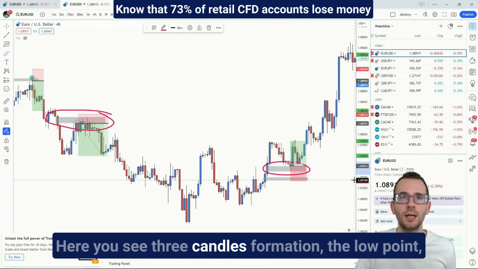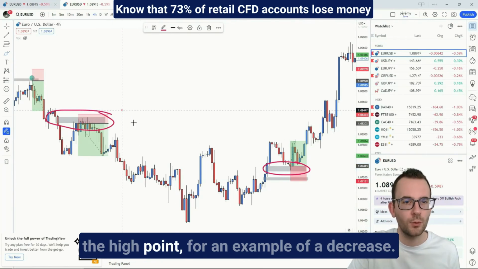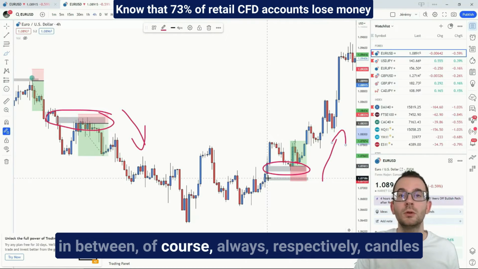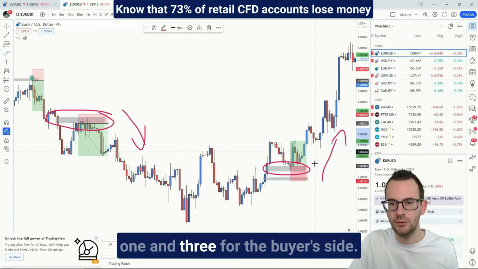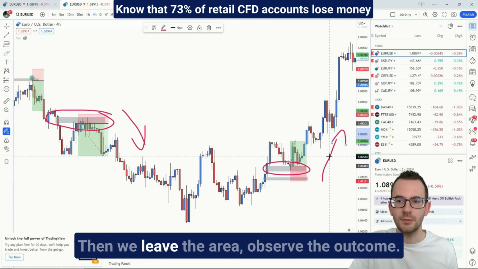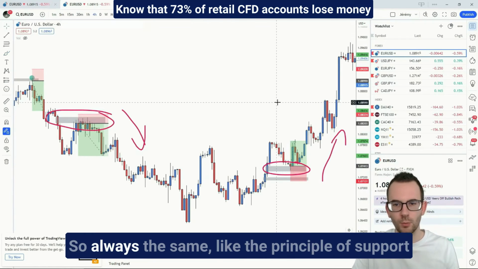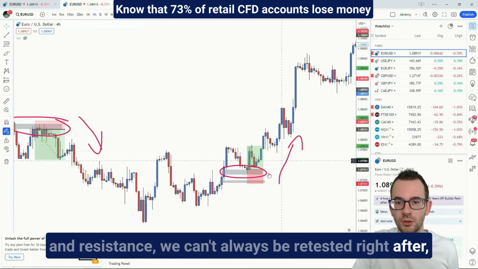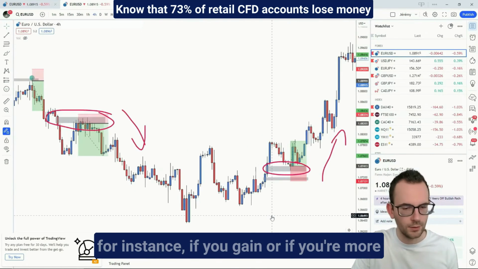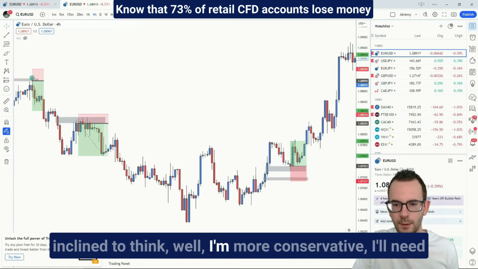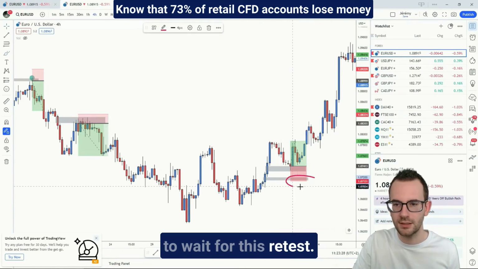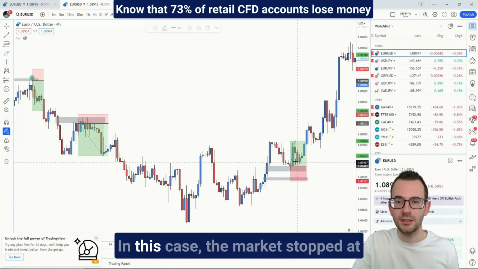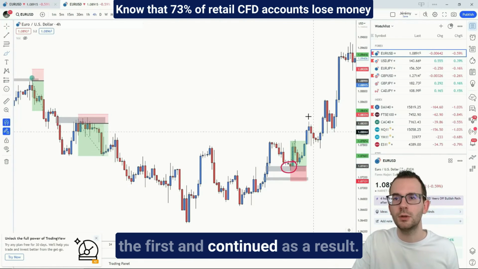Here, you see a 3-candle formation, the low point, the high point, and for an example of a decrease here, the high point, the low point, in between, of course, always respectively candles 1 and 3 for the buyer's side. Then we leave the area and observe the outcome. So always the same, like the principle of support and resistance, it can't always be retested right after. For instance, if you're more conservative and think, well, I'll need to wait for this retest, sometimes you won't have it. Sometimes you'll have it, and it will save you from being a loser. In this case, the market stopped at the first and continued as a result.